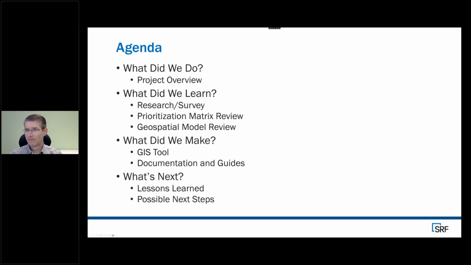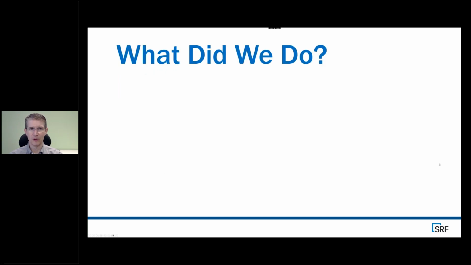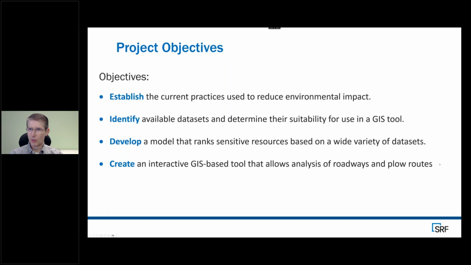So let's jump in. What did we do as part of this project? There were 4 objectives established in the initial kickoff for this project. Number 1 is establish what the current practices are in relation to de-icing chemicals to reduce environmental impact. After we find that out, we identify what is available for data. And then we look at that data and determine whether or not it's going to be useful to incorporate into a GIS tool that talks about where environmental sensitivity exists in relation to these de-icing chemicals.